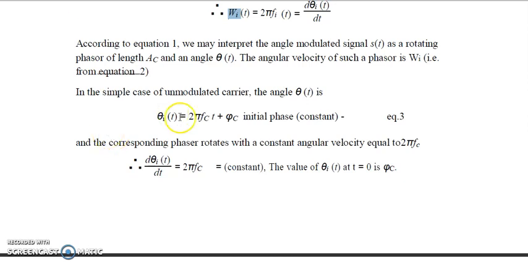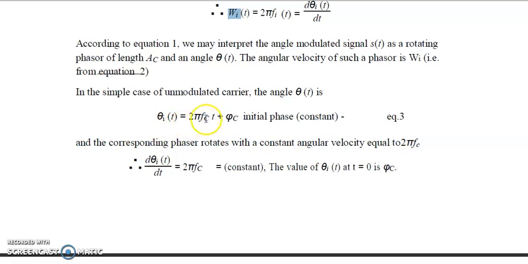Now see here. In the simple case of an unmodulated carrier, the angle is theta t. The complete phase angle is theta t. Here is a difference: theta t means total phase angle and theta i t means phase angle for any instant. Now theta i t is equal to 2 pi f c.